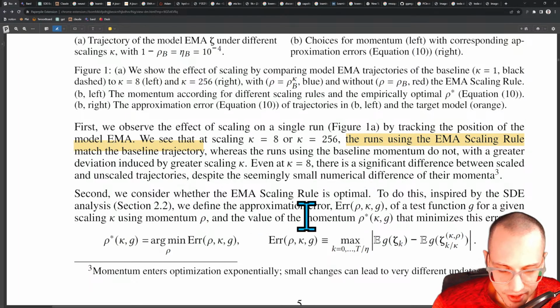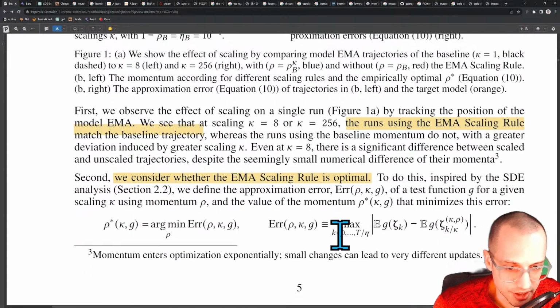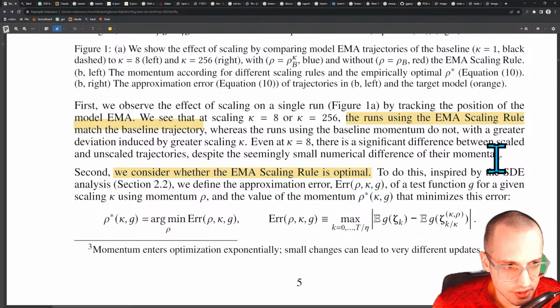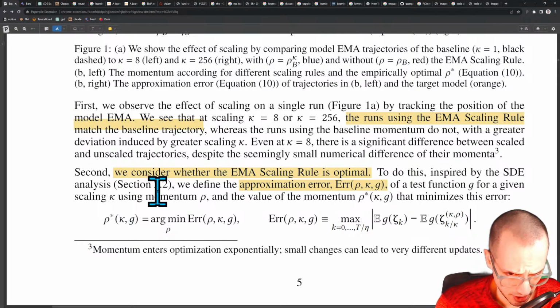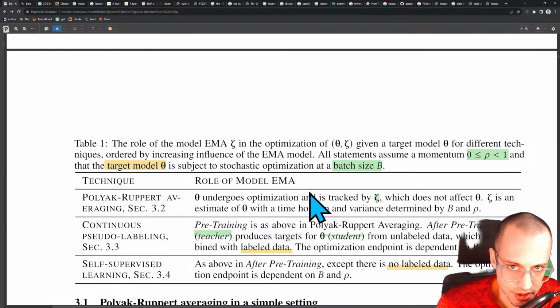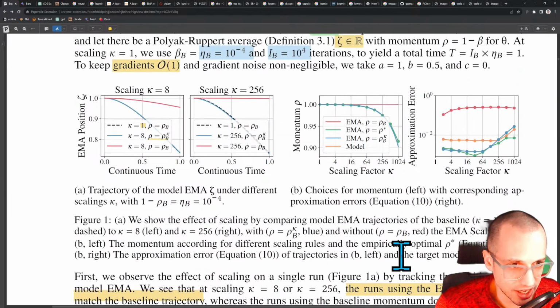Second, we consider whether the EMA scaling rule is optimal. Okay, so we know that it kind of matches the behavior of the actual model, but is it necessarily optimal? To do this, inspired by the SDE analysis, we define the approximation error. Okay, so this is basically the loss, right? You don't want this thing to be big, and the loss is going to be specific to the problem, right? So you're going to have different losses for different tasks, different data. But here they're showing you the most simple version of this, which is kind of just the Polyak-Ruppert averaging. And in the Polyak-Ruppert averaging, all you want to do is just show that the behavior is the same and that this approximation error is roughly about the same here.